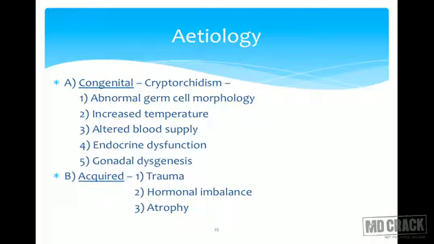Acquired. Trauma can sometimes be quite devastating to the testicular region. It can lead to hematoma formation. Hematoma, if it persists, can lead to pressure necrosis. The pressure necrosis eventually leads to testicular ischemia, and this ischemic necrosis results in testicular atrophy. Testicular atrophy is a precursor for formation of testicular malignancy. Also hormonal imbalance between testosterone and estrogens, and atrophy which is age related.